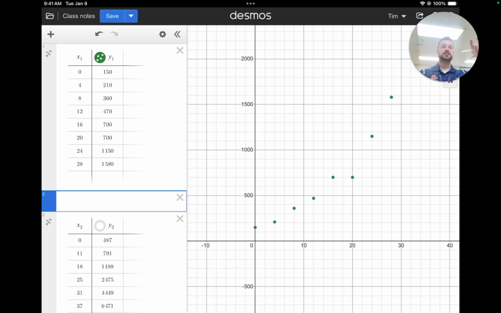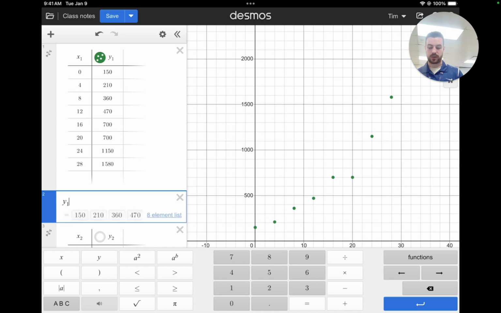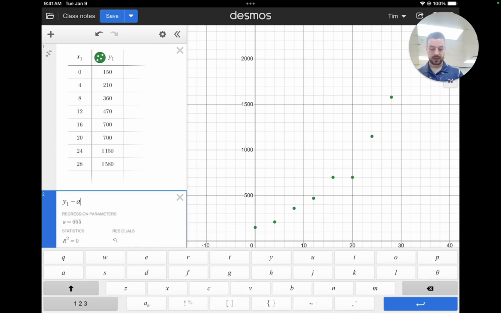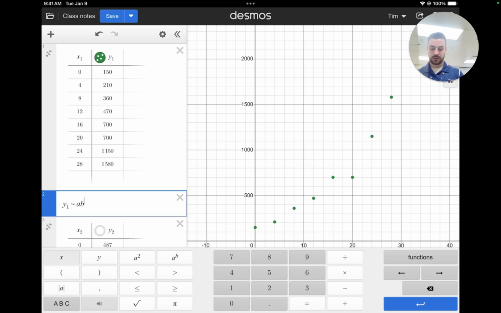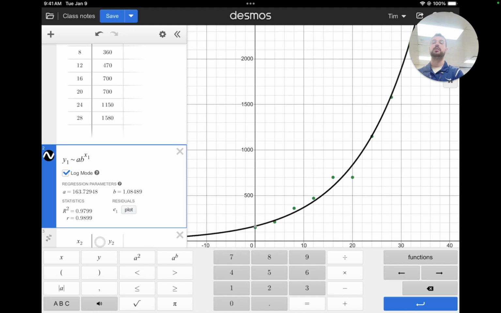As we can see, the values increase from left to right, but it's not exactly a straight line. It is going to be a regression for an exponential function. What we want to do then is type in our equation y1 tilde a times b to the x1 power. The last thing we want is to click our log mode button. I know we are writing an exponential regression, but that log mode button is essentially just going to standardize our process, so it's something we want to keep included. Therefore, you can see that it gives us a and b values.